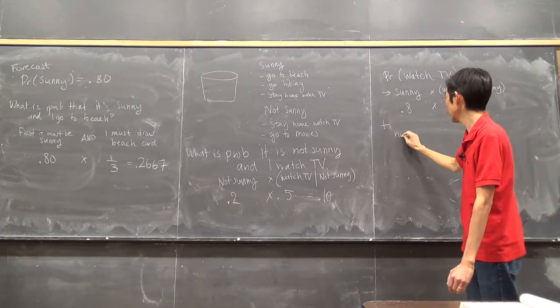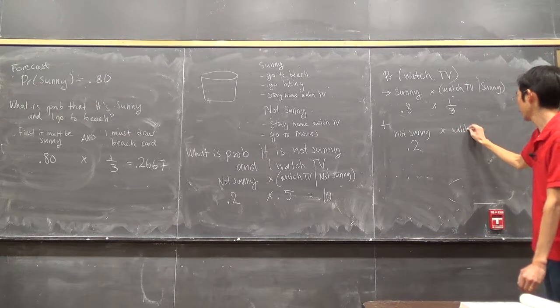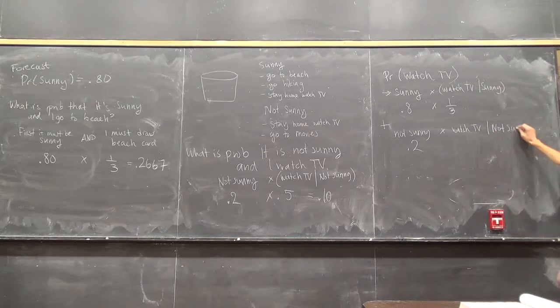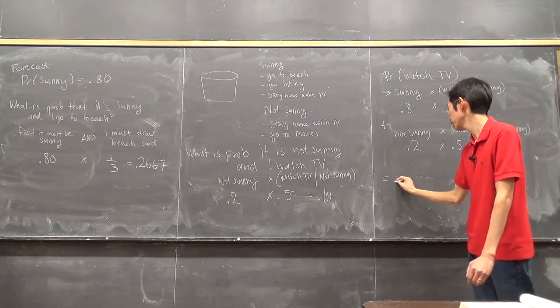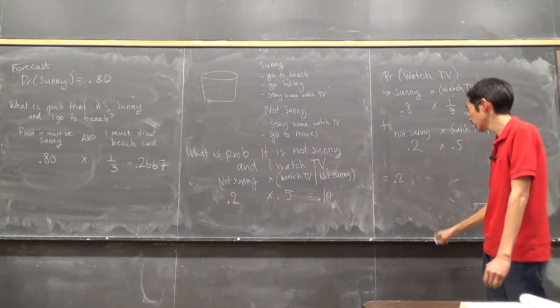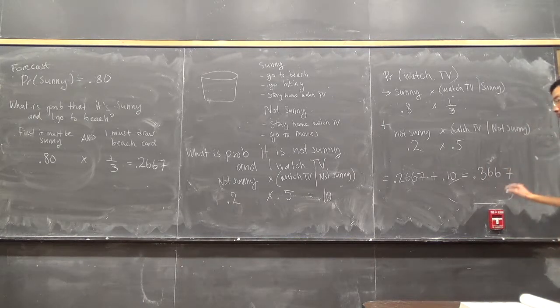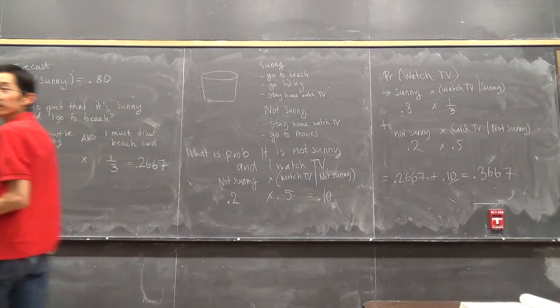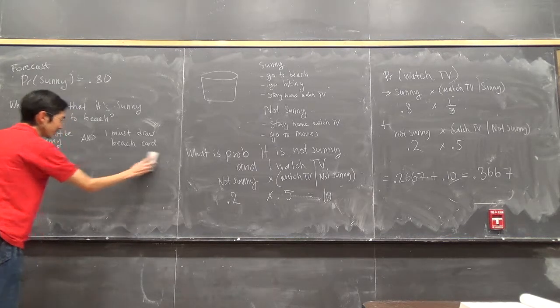Plus, it could be not sunny, times the probability that I watch TV, given it's not sunny. So I multiply that by 0.5. So here I would get the overall probability will be 0.2667 plus 0.1, and I get 0.3667. Are all of these examples okay? Okay, good.